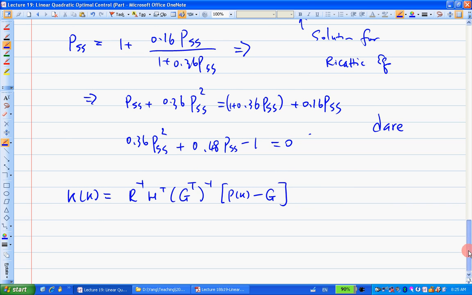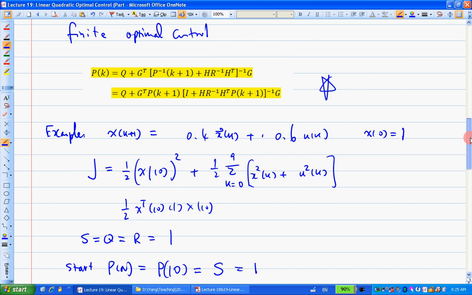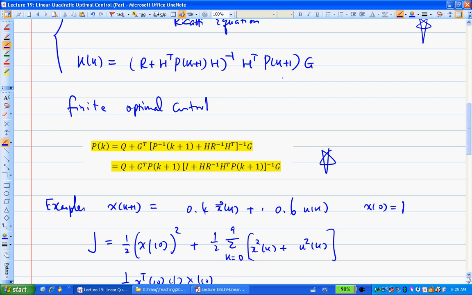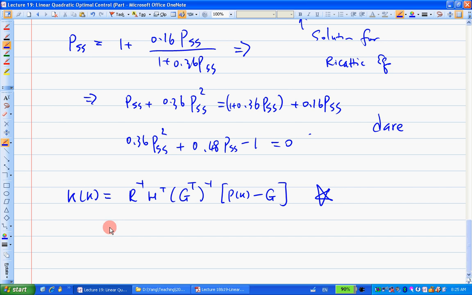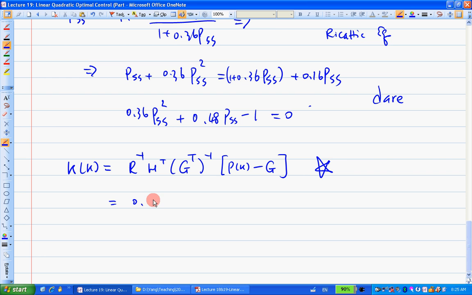Oh yeah, I think I forgot to mention here. This is basically another equivalent expression for the gain matrix. If you use this one or the one I listed here, you would get the same thing. So plugging everything in: R is 1, H is, how much is H again? 0.6, G is 0.4, and P of K minus 0.4, right?